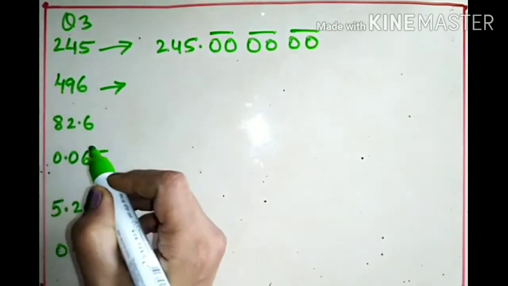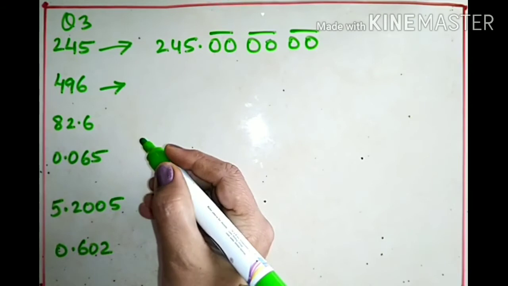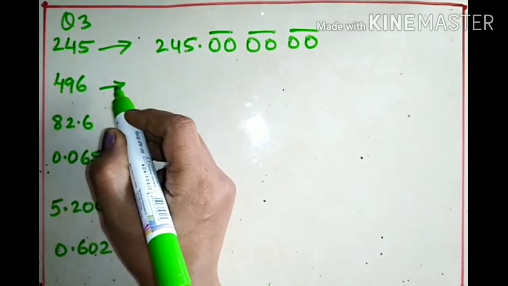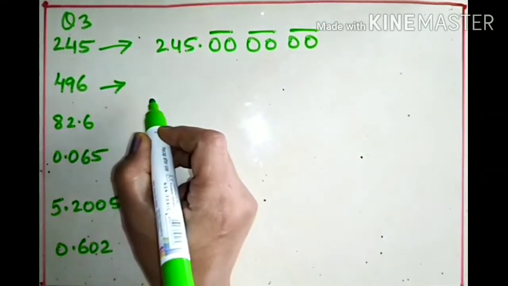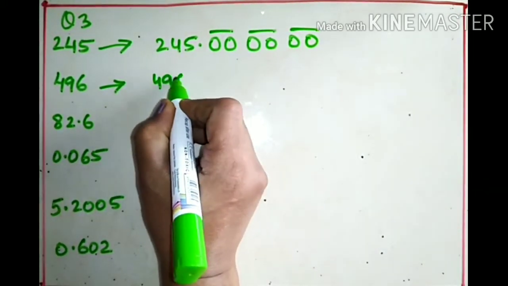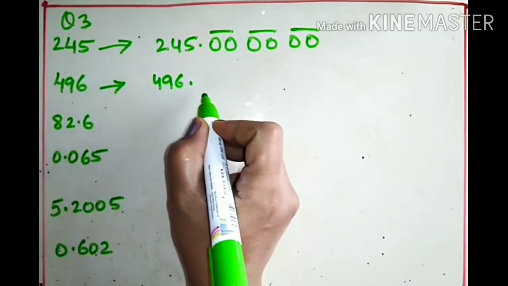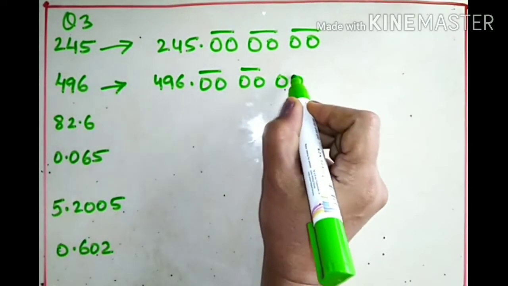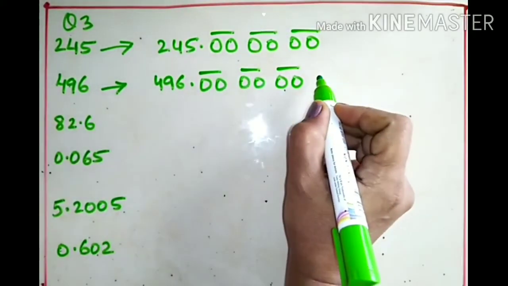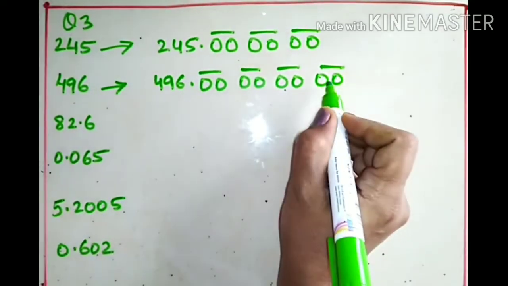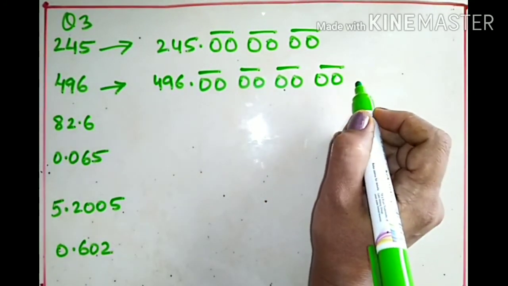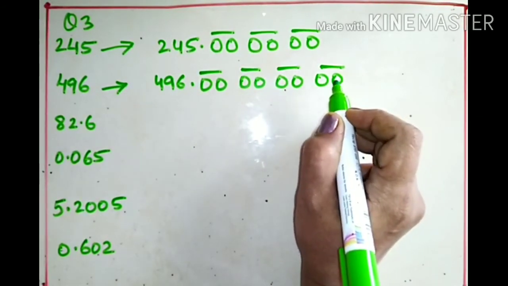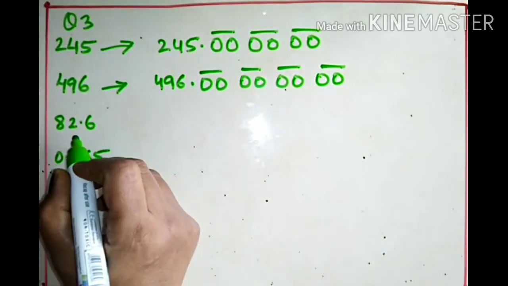For 496 we have to find the square root correct up to 3 decimal places. For 3 decimal places we should have 4 pairs of numbers after the decimal point. So we have to find the square root of 496 point. We'll have 4 pairs of numbers. Now we don't have any number after the decimal point, so we'll use 4 pairs of zeros. The answer will have 4 digits after the decimal point, and the fourth place we will round off and make it 3.